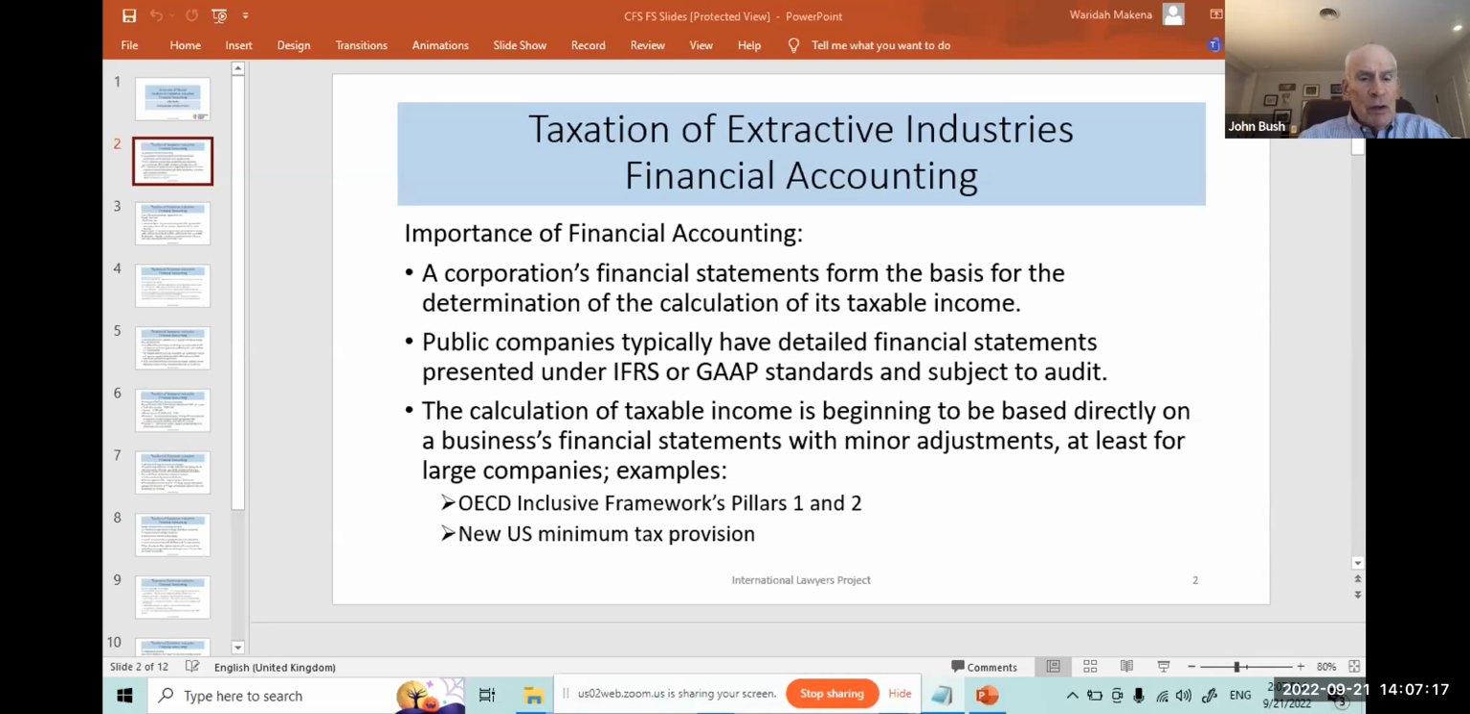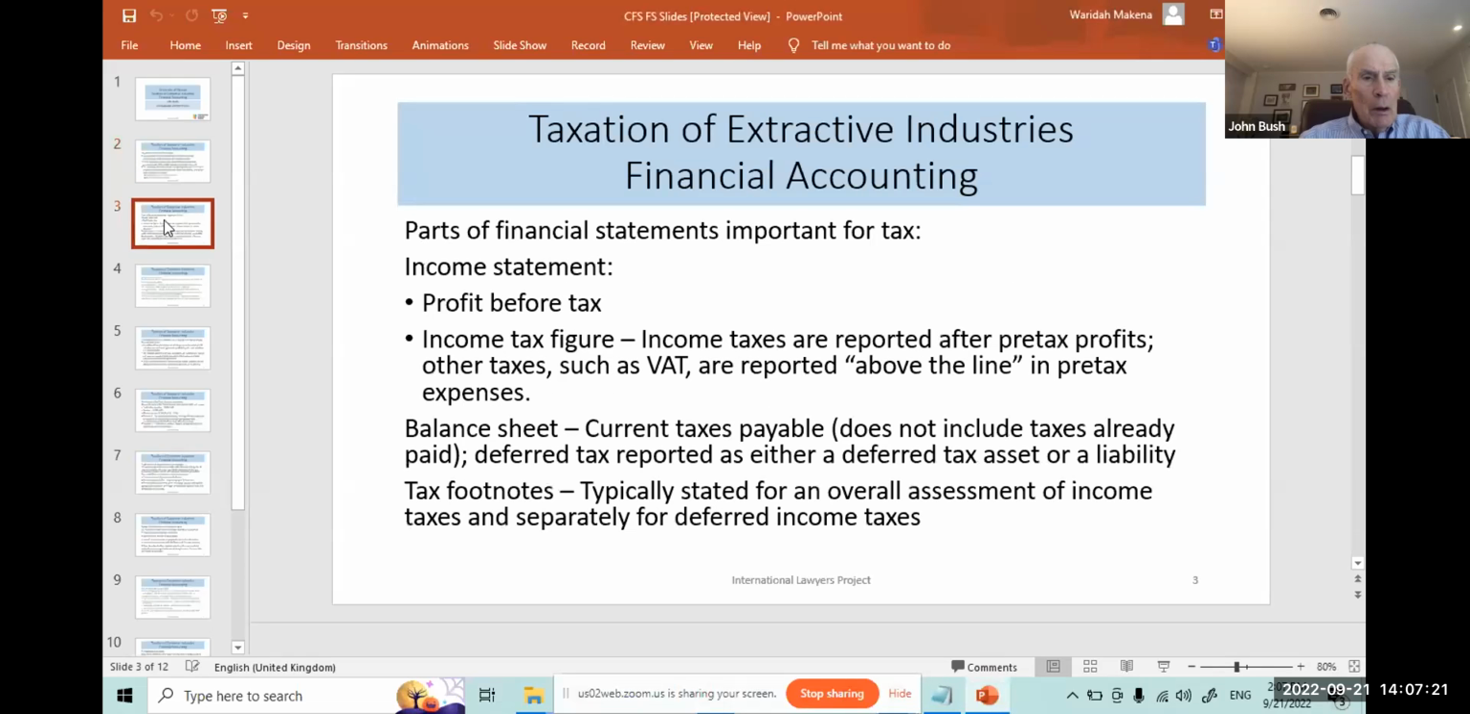Okay, let's go to the next slide, please. Okay, what are we going to look at in financial statements? Well, things are pretty simple to begin with. You just look at profit before tax, and then the tax figure usually in most financial statements follows directly below that. But it's an income tax figure.